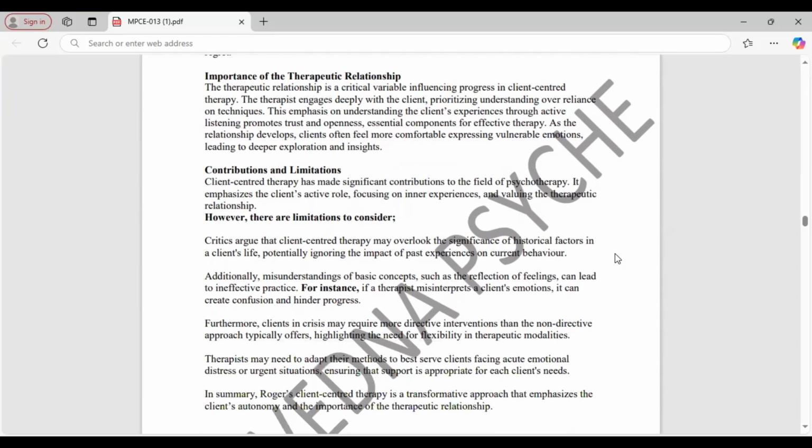Of the therapeutic relationship. Understanding and active listening in the therapeutic relationship cultivate trust and openness, essential for effective therapy. This comfort allows clients to explore vulnerable emotions deeply. Contributions and limitations. Client-centered therapy significantly impacts psychotherapy by focusing on the client's active role and the therapeutic relationship. However, it may overlook historical factors influencing behavior and may require flexibility for clients in crisis, necessitating a more directive approach. Adaptation is crucial to meet individual needs effectively.